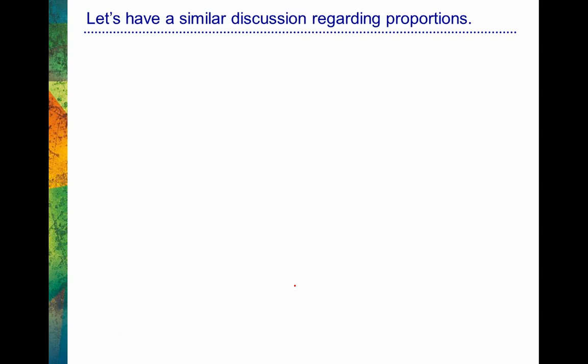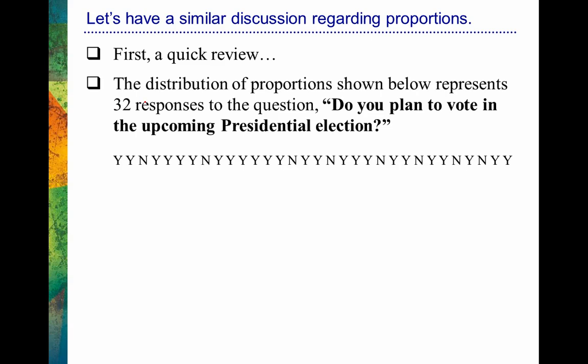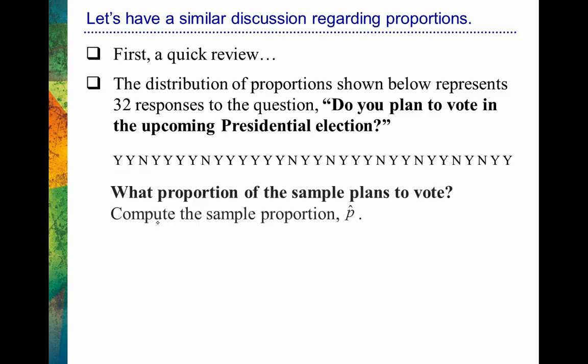All right, well, we can take this same discussion and apply it to proportions. So just a quick review here. The distribution of proportions below represents 32 responses to the question, do you plan to vote in the upcoming presidential election? So we asked 32 people, and we're just recording yeses and nos. And we can easily compute a sample proportion, and you might recall that a p with a little hat on it represents a sample proportion. So in order to figure this out, we would simply look at the number of people who say, yes, I plan to vote. And if we count up all the yeses, we'd see that there are 24 of them.